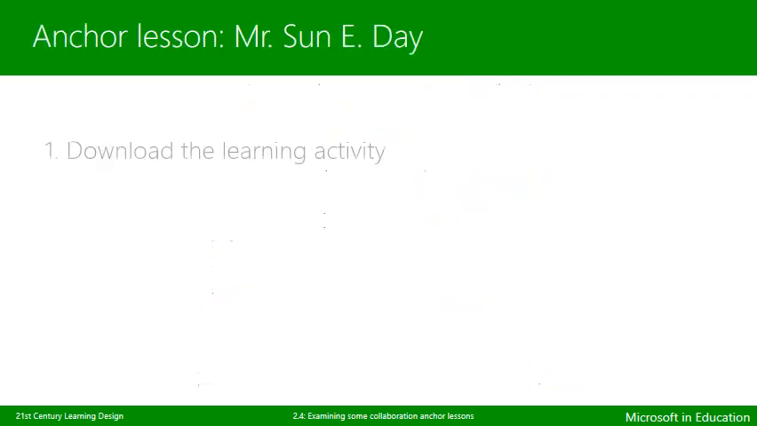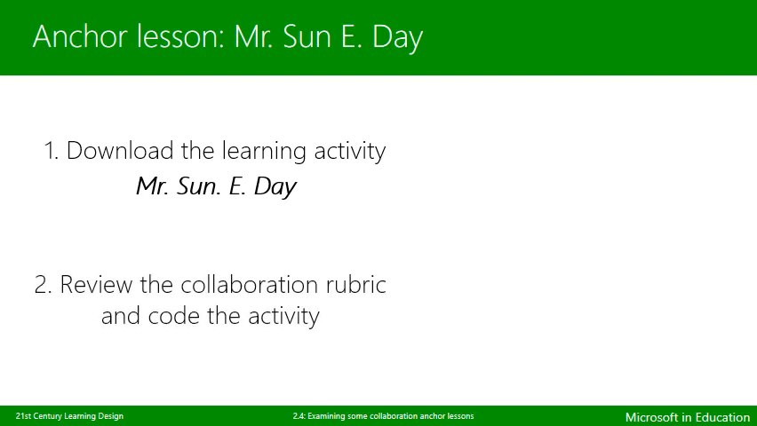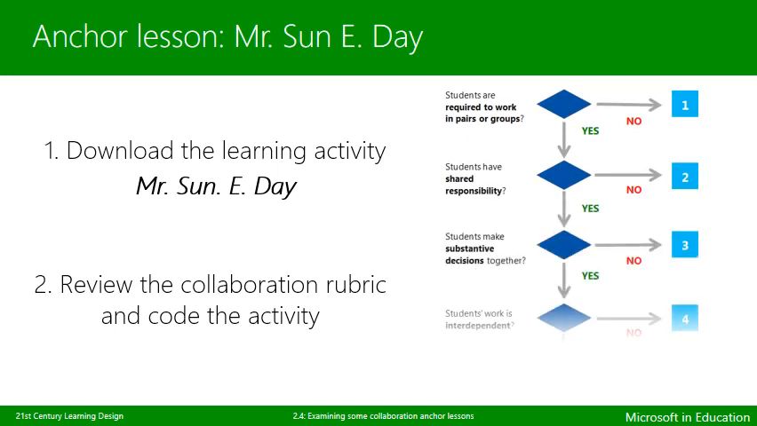Now, please download the learning activity entitled Mr. Sunny Day. When you've done this, carefully read it, then make a decision about the level of collaboration that you find in this learning activity. In deciding how to code it, you need to be able to point to evidence in order to make and justify this code. Remember, you are not looking for what you think you might do.